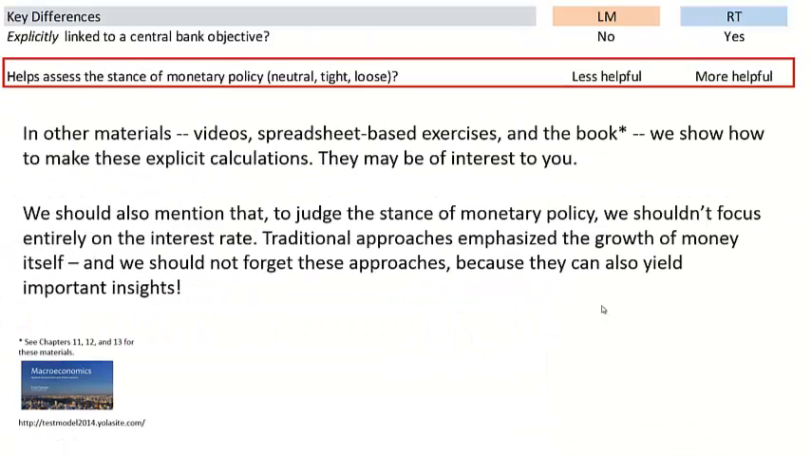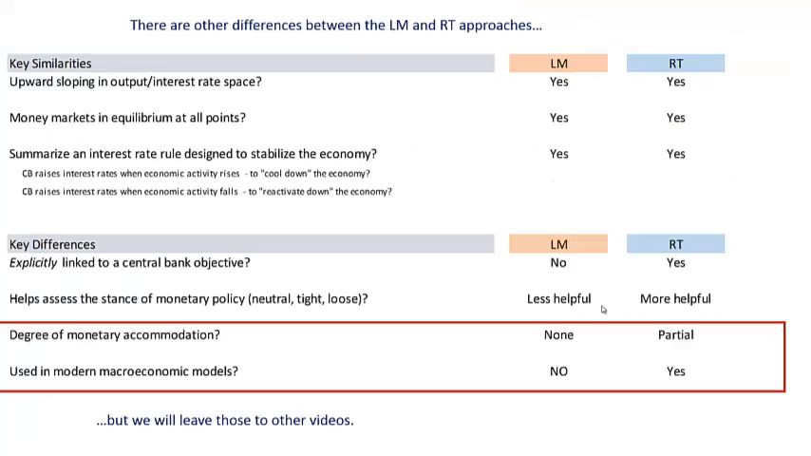So in other materials, that includes videos and spreadsheet-based exercises and the book, we'll show you how to make these explicit calculations. They may be of interest to you. But we should also mention that to judge the stance of monetary policy, we shouldn't be focusing entirely on the interest rate. Traditional economists have always emphasized that we need also to look at the growth of money itself. And these are important approaches, and we shouldn't forget them. They can also yield important insights, and they can also tell us important information as to what's going on.